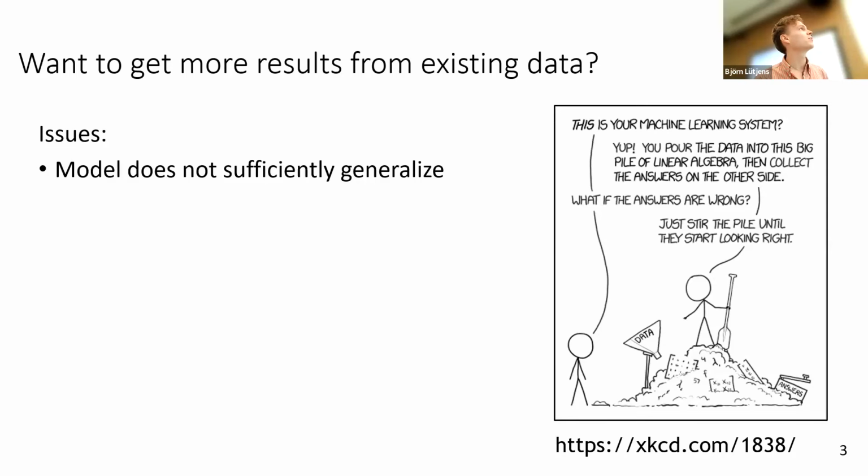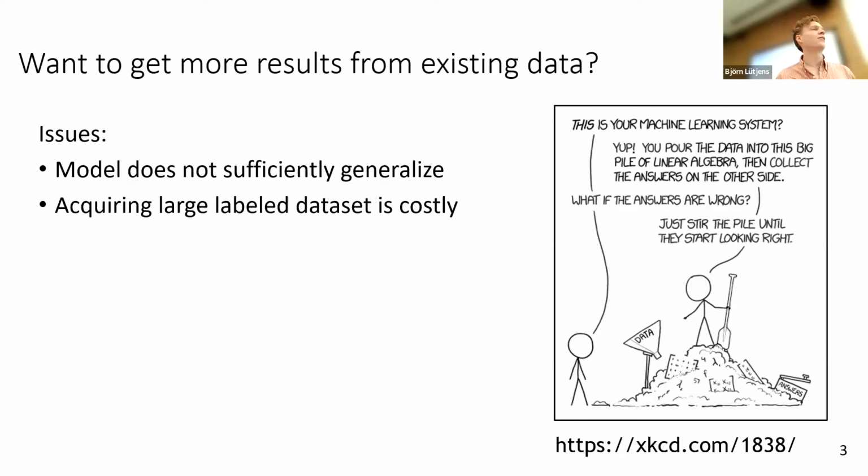We see here a professor would say, oh, this is your machine learning system. The student says, yep, you pour the data in this big pile of linear algebra, then collect the answers on the other side. The professor, what's the answer? So wrong. You just stir the pile and it starts looking right. That is kind of true. But the point is that acquiring these large labeled data sets is very costly. So before we do that, we want to make sure that we have the easy tricks used.